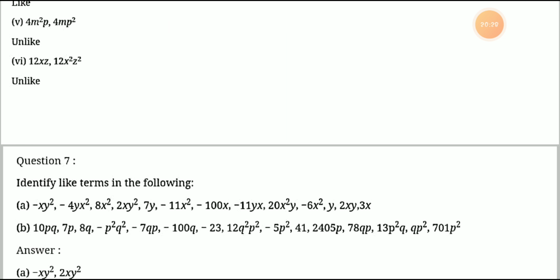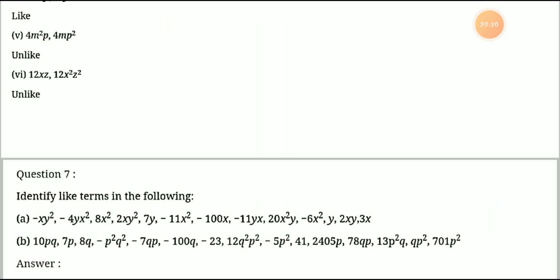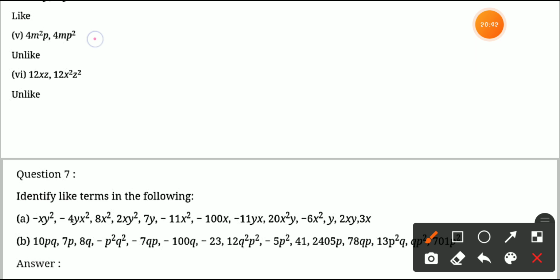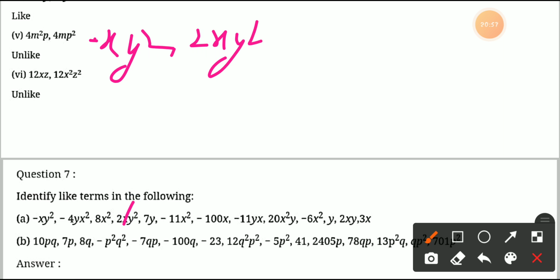Question number 7. Identify the like terms in the following. So here you need to make groups. First you see xy square and minus xy square. Right, see all the terms which contain xy square. This is 2xy square. Now in the next one, is there any xy square?